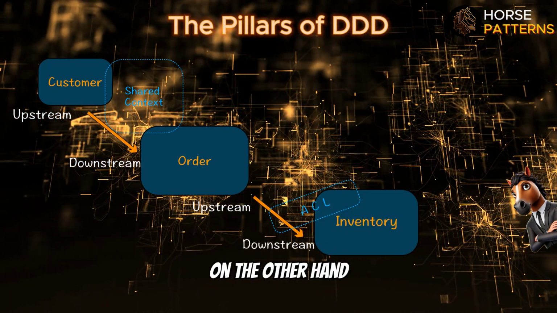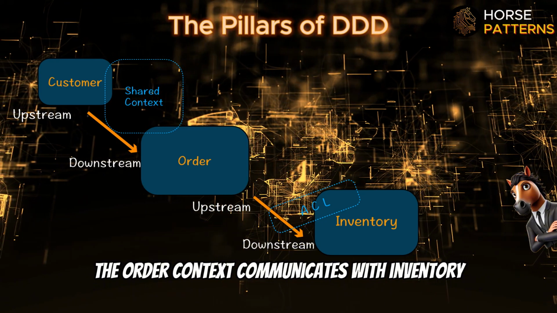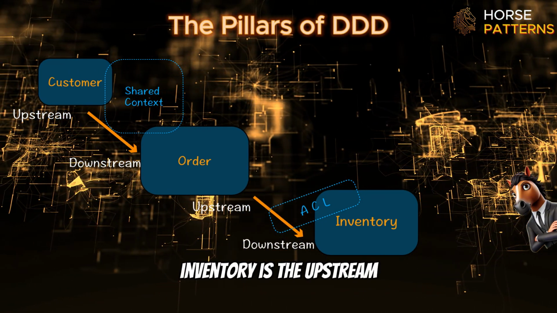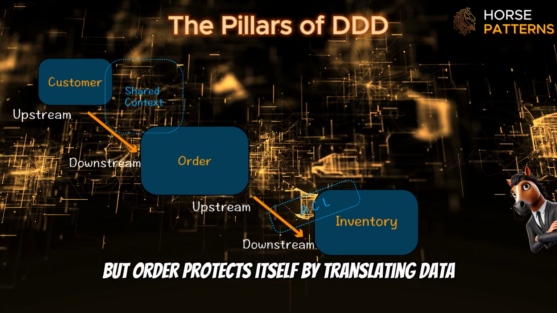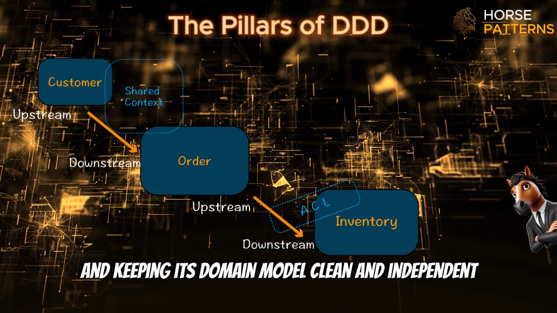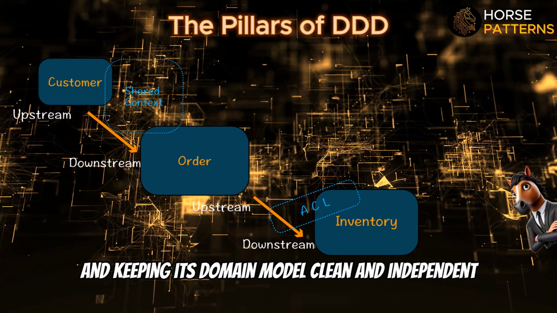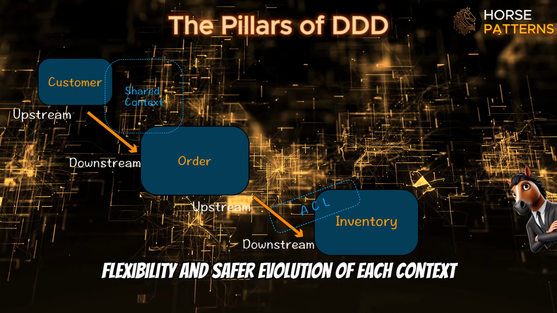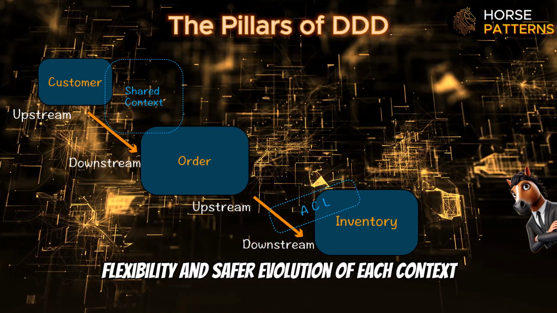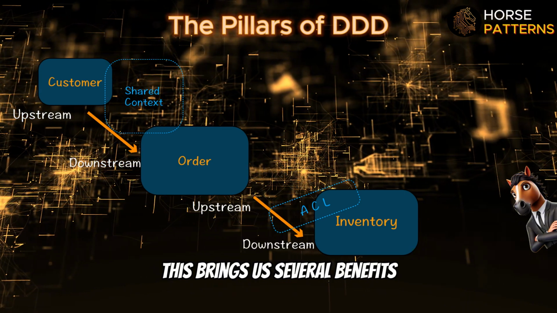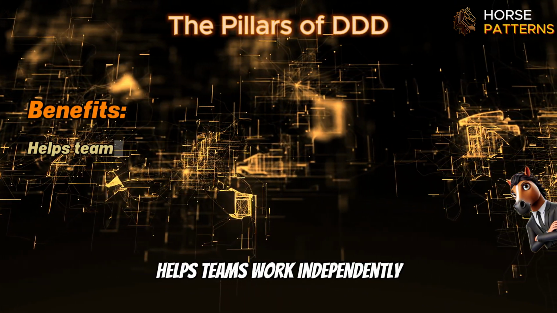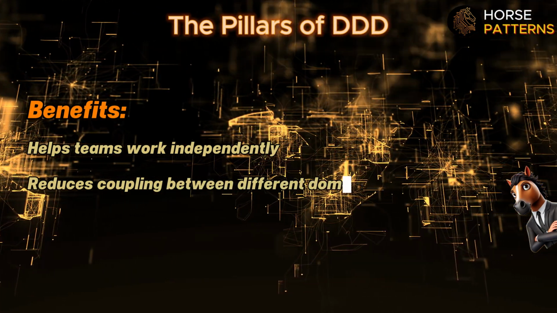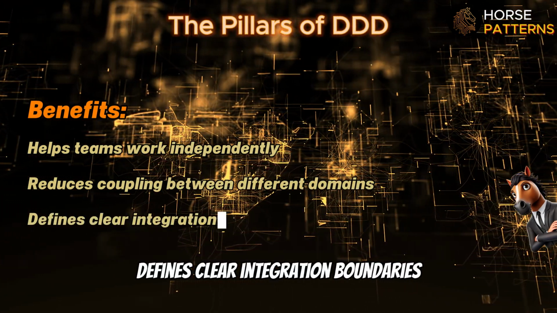On the other hand, the order context communicates with inventory through an anti-corruption layer. Inventory is the upstream, but order protects itself by translating data and keeping its domain model clean and independent. This setup ensures strong boundaries, flexibility, and safer evolution of each context. This brings us several benefits. Helps teams work independently, reduces coupling between different domains, defines clear integration boundaries.